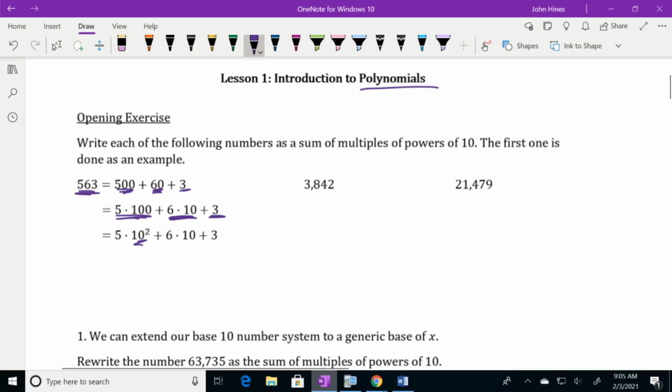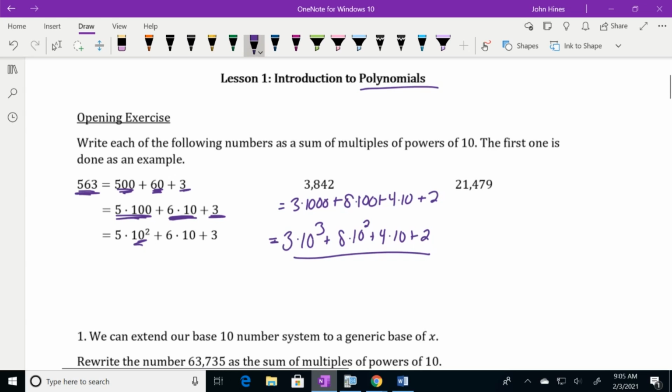So over here, when I get to 3 thousands plus 8 hundreds plus 4 tens, plus 2 ones, well, what is 1,000? 1,000 is really 10 to the third. So our number system, our place values, really correspond to that exponent. It's related to that 10 raised to some power. Plus 8 times 10 squared, plus 4 times 10. That's really 10 to the 1, but we don't write that 1. Plus 2. That's 10 to the 0, which we don't write. So that's how we can write it in this expanded powers of 10 form.